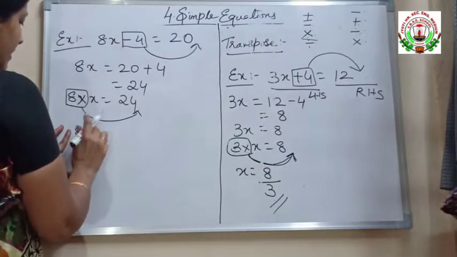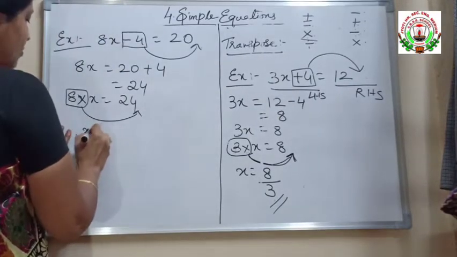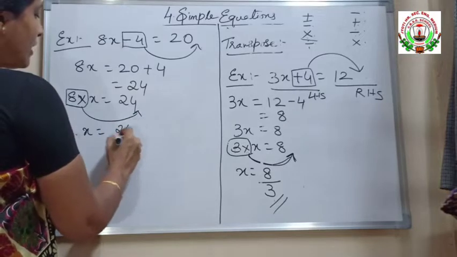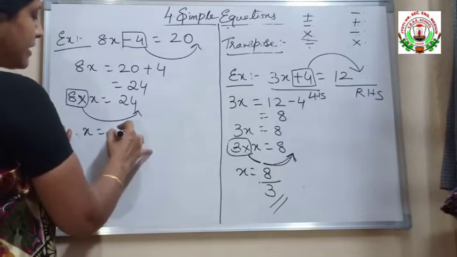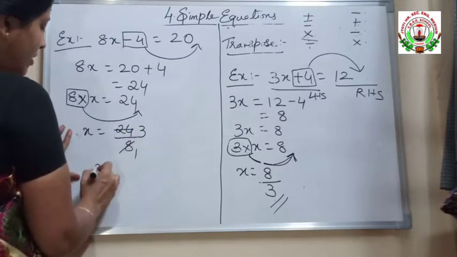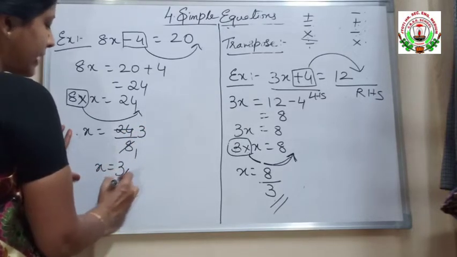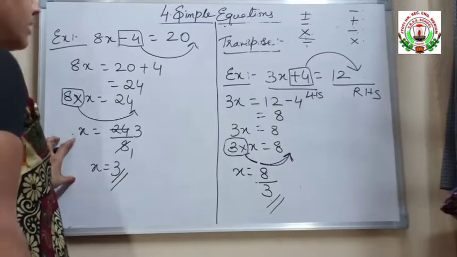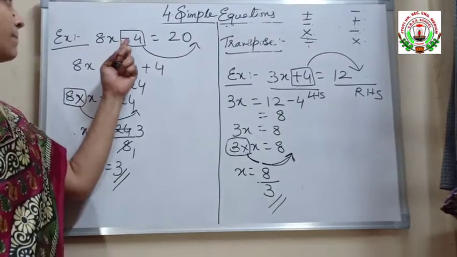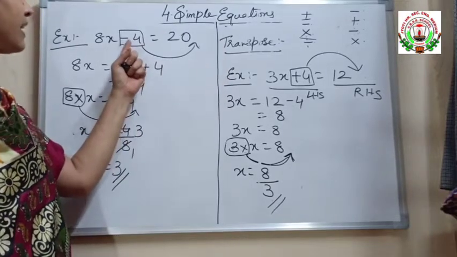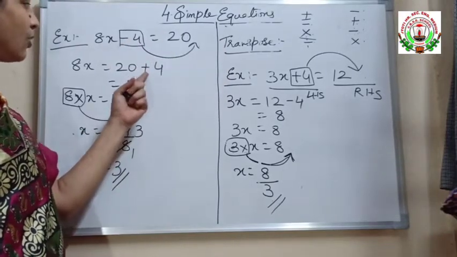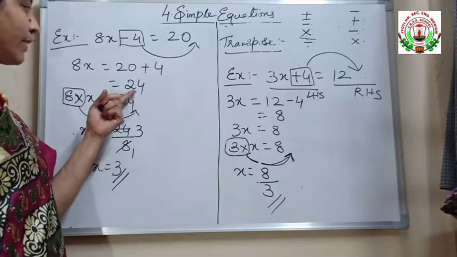This multiplication form, I told you, transfers to the division form. So x is equal to 24 by 8, 24 divided by 8. See, 8 ones are 8, 8 threes are 24. So I have got the answer as x is equal to 3. See, one more time. Minus 4 we have to transfer to the right hand side. So this minus 4 became plus 4, and 20 plus 4 is 24.